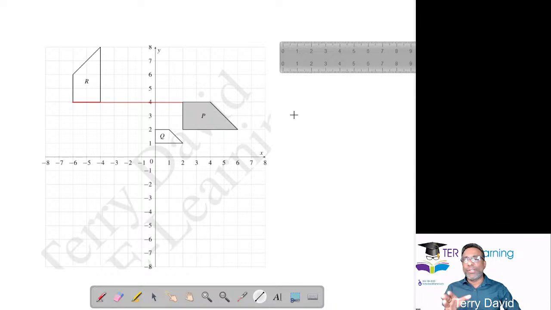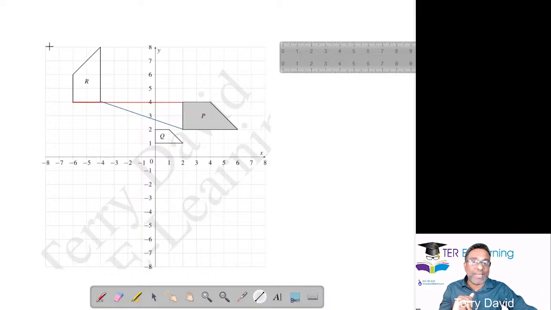The first thing we're going to do is join two corresponding points on R and P. That's the red line. I also need to join other corresponding points. I'm trying to use things that I can actually work out on the diagram itself. I'm going to choose this point and, not that point, sorry. This point here corresponds to this point here. So those are two corresponding points on each diagram.